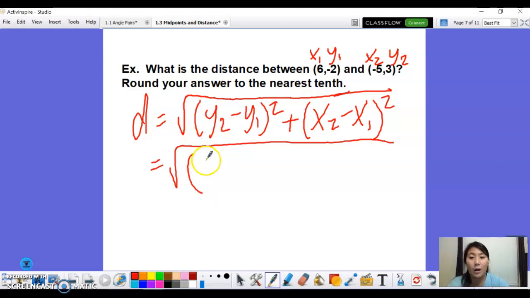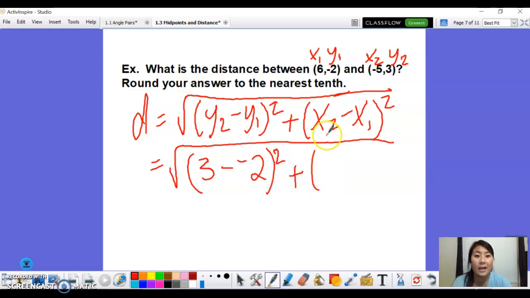So we know that our y2 right here is going to be the 3 minus our y1 here, which is the negative 2. So we have minus a negative 2, squared. And then for x's here, we have the x2 first, so that's negative 5, minus a positive 6. So we're going to just have minus 6 squared. All right? So as a reminder, whenever we have 3 minus a negative 2, that turns it positive. Okay? So now I can go ahead and turn that positive.